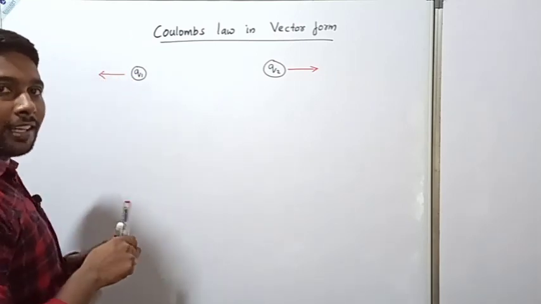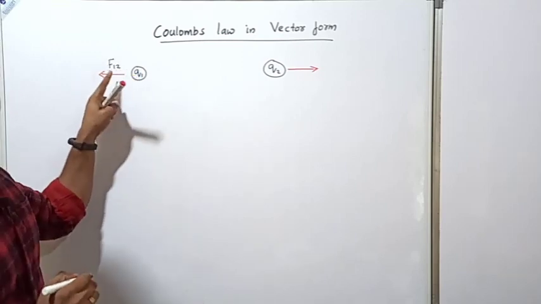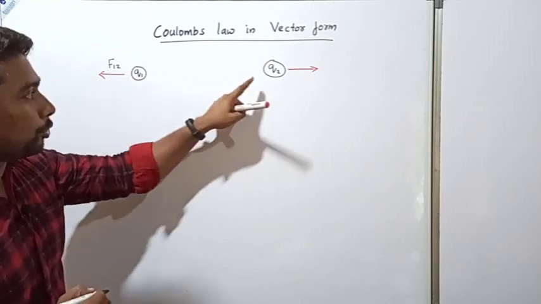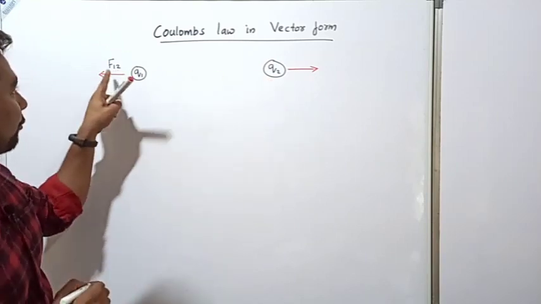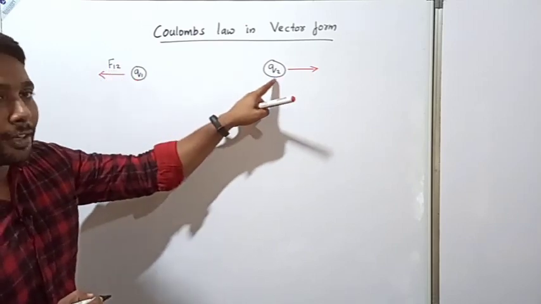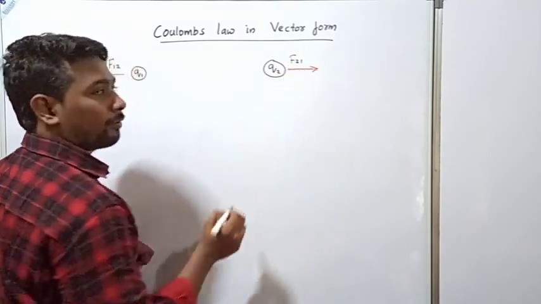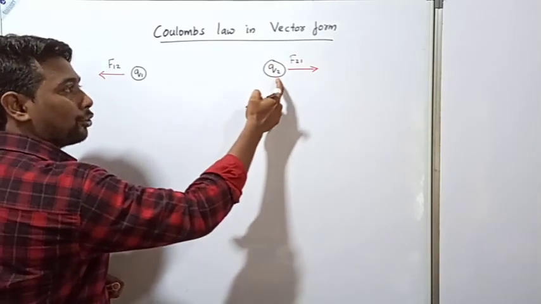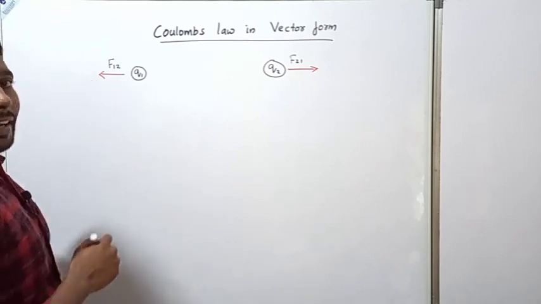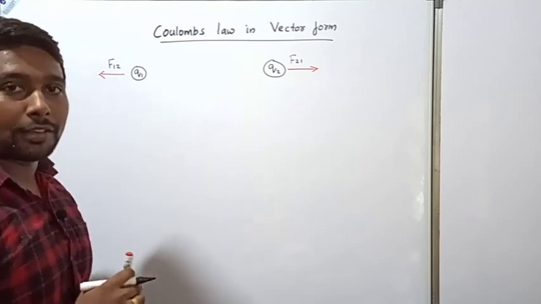Okay, I am considering F12. What is F12? F12 is the force acting on this charge Q1 due to this charge Q2, that is 1, 2. Then what will be F21? F21 will be the force acting on this charge Q2 due to this charge Q1. Okay, let's find what is F12. We are going to find the force. Force is a vector quantity.